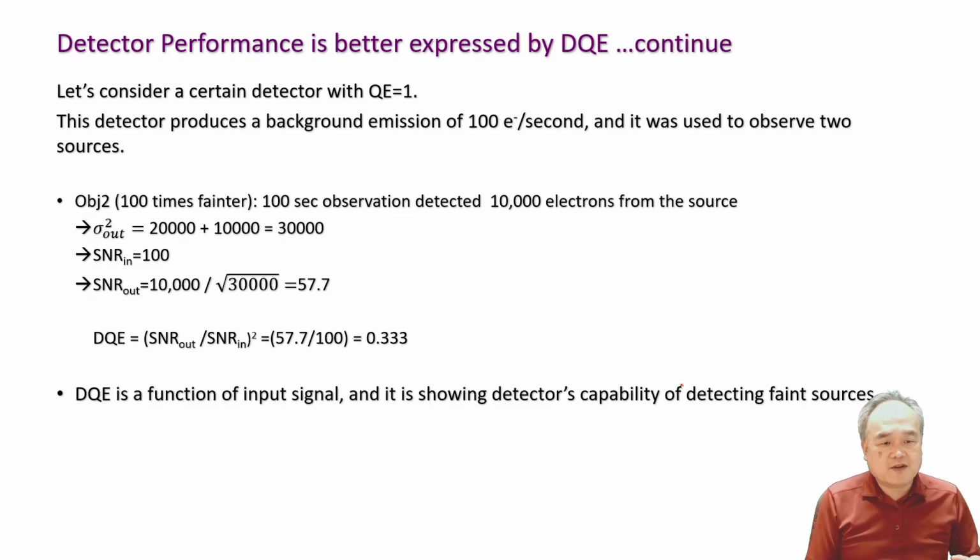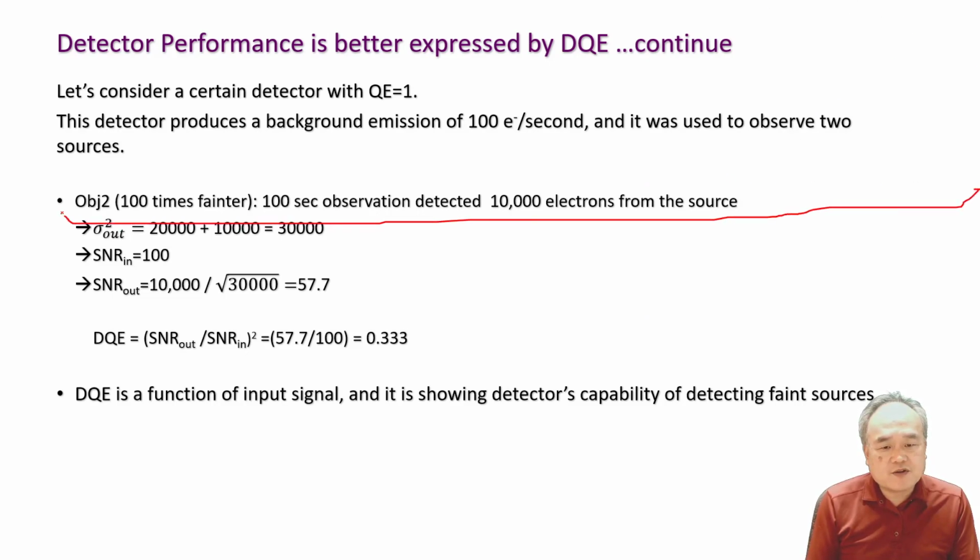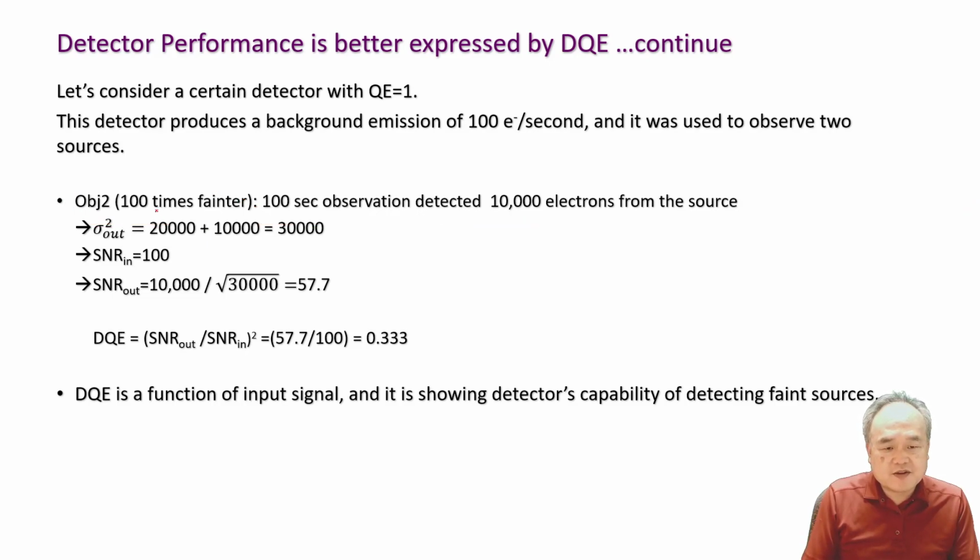Then let's consider the faint object. This particular faint object was 100 times fainter. So to produce the same resultant signal, the count of 10,000 electrons, we need to observe 100 times longer. So a 100-second observation produced 10,000 electrons.